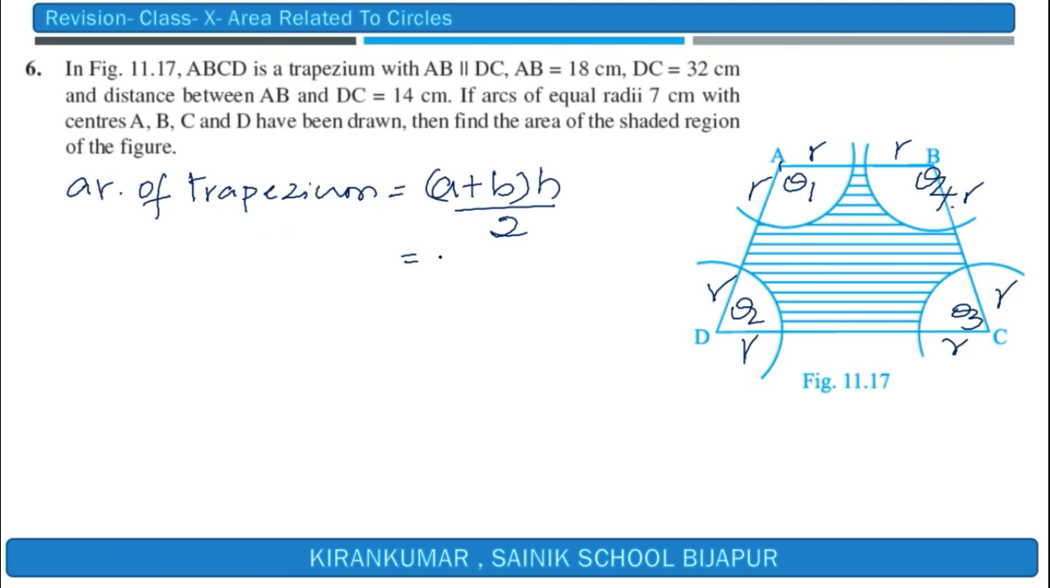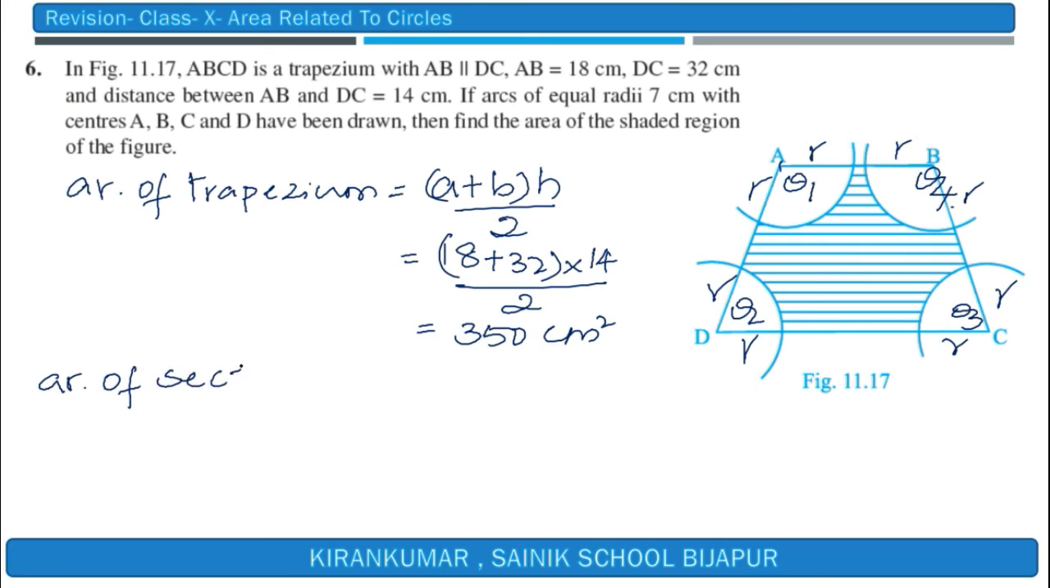This will be equal to, the parallel sides are 18 and 32 to be multiplied with the height, and the height is 14 divided by 2. We would get 350 centimeter square. Now we shall find out area of sectors. These are 4 in number, so area of 4 sectors will be equal to 4 times.